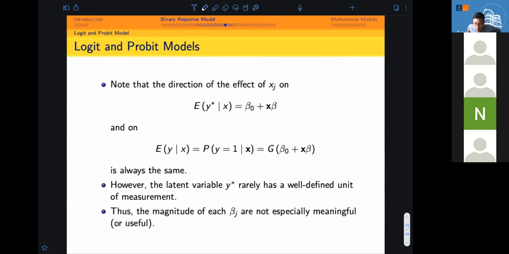So now, given that we have a bit of understanding on the modeling side of the Logit and the probit model, we're going to discuss the direction of the effect of xj on the response probability. The direction of the effect of xj on the response probability is always going to be the same. However, the latent variable y star rarely has a well-defined unit of measurement, so the magnitude of beta j hat is not going to be especially meaningful. So what does it mean?